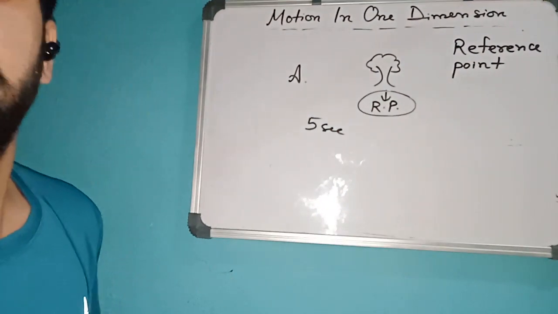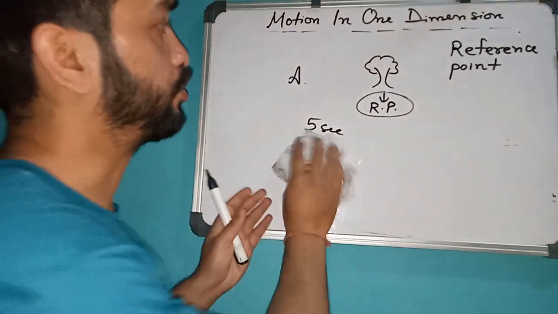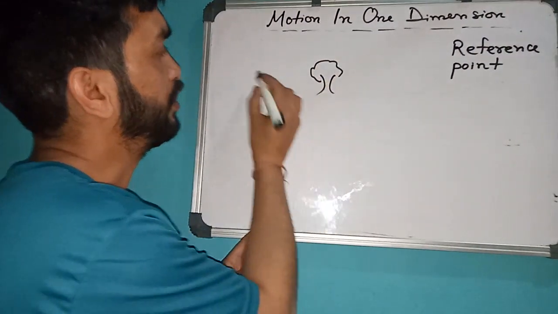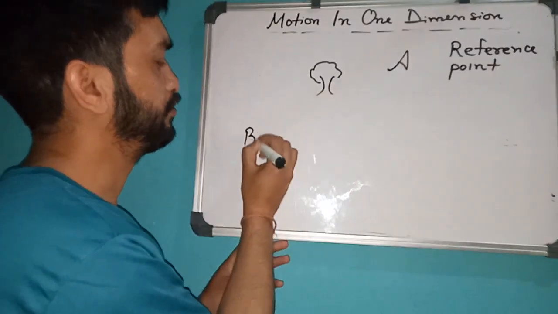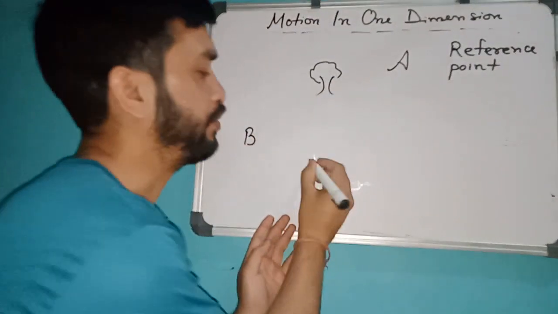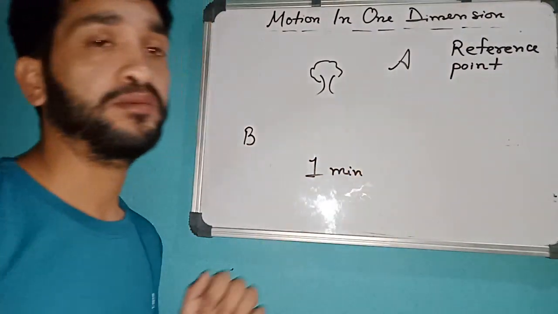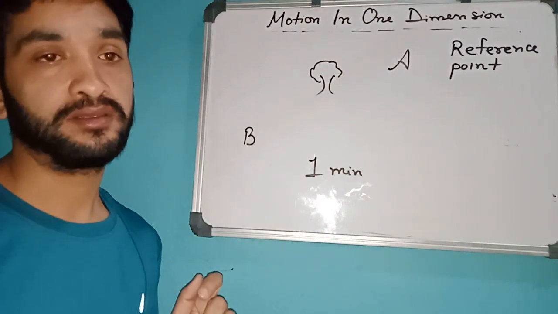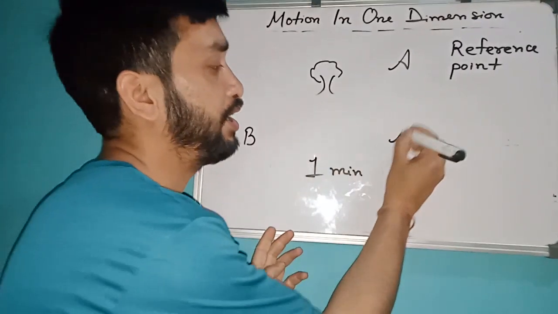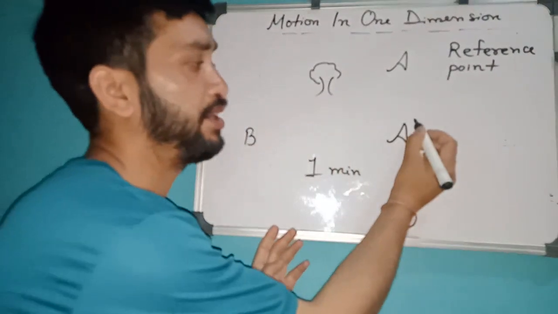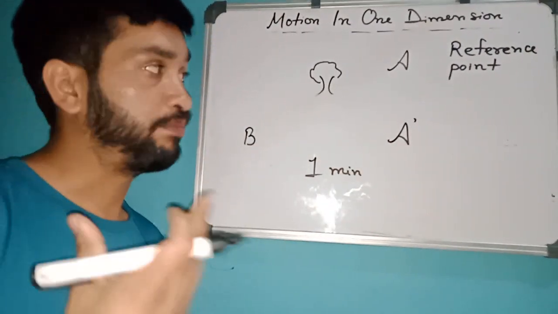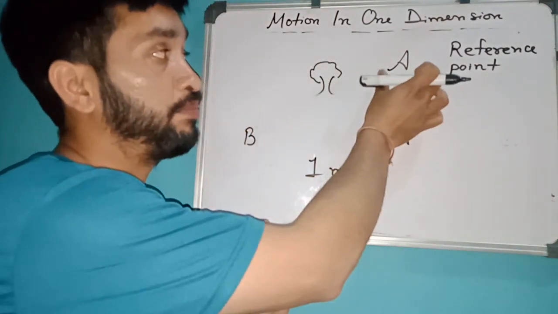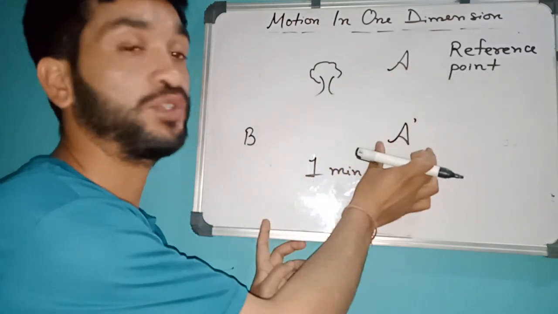Let us take another example. This time I will take two objects together. Suppose I'm taking the reference point as a tree, and here I take A and here I take B. Now suppose after 1 minute, after taking a time interval, I checked the position of A and B. I found that B is still at its place, but A is now here at this point. Suppose I mark it as A dash. The previous position of B was here only and the current position is also here only. For A, the previous position was here, and now the new position is at A dash.